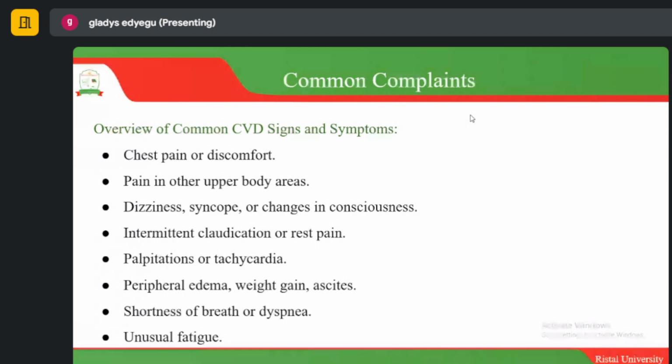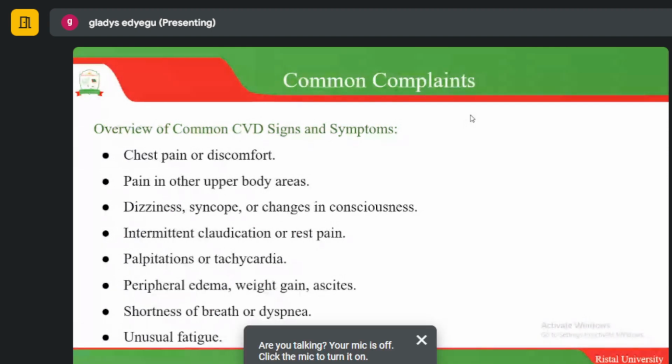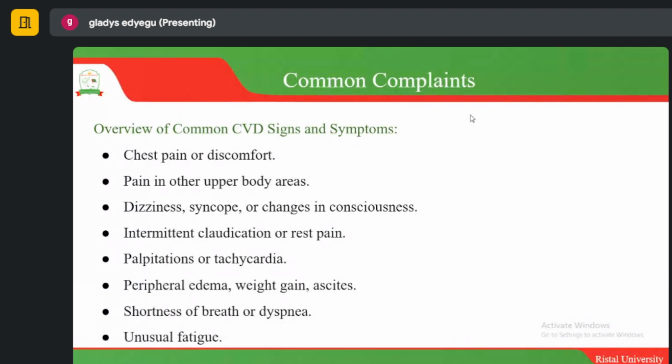So you need to intervene. The patient may say, I'm feeling tired, even when I cannot actually walk for a long distance. So this is unusual fatigue, whereby the patient is actually not doing any work that is heavy, but the patient is expressing tiredness. So these are signs of cardiovascular conditions.